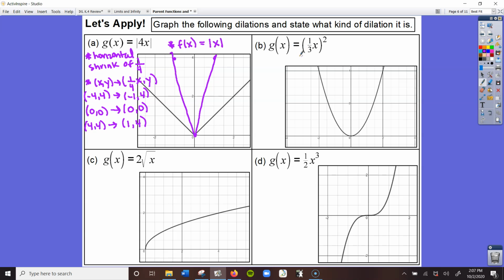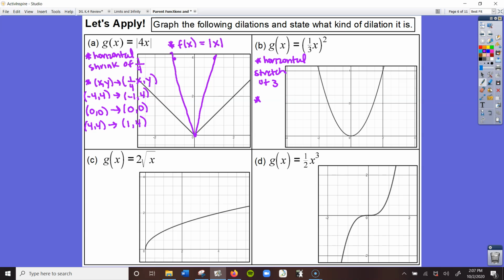Moving on to b, we have g of x is equal to 1 over 3 x squared. Again, this 1 over 3 is on the inside. So this is some kind of horizontal dilation. Instead of dividing 3, I'm supposed to actually multiply by 3. So this is a horizontal stretch of 3.